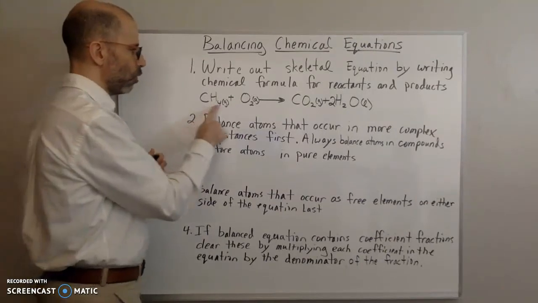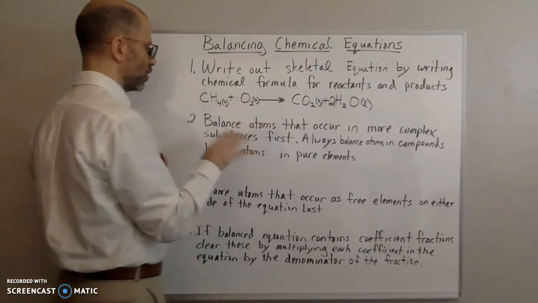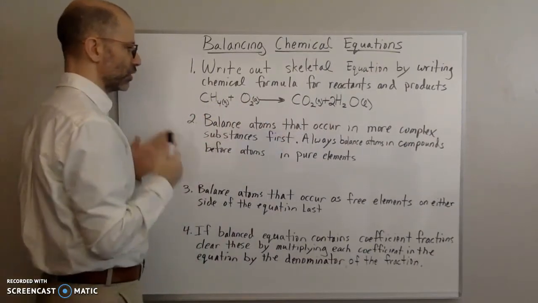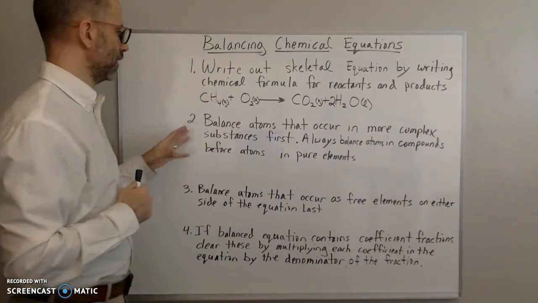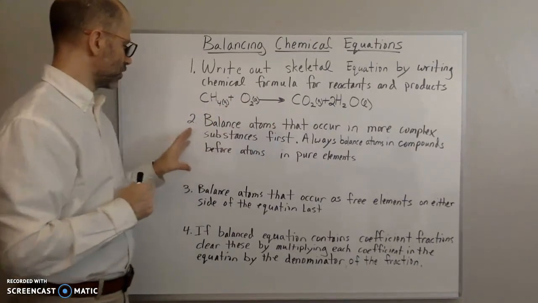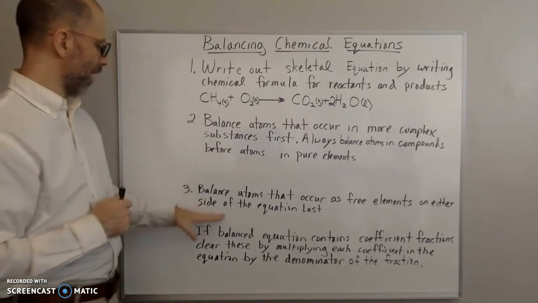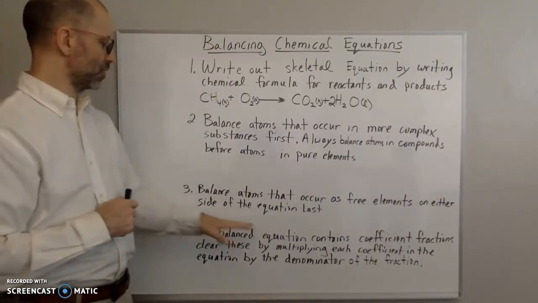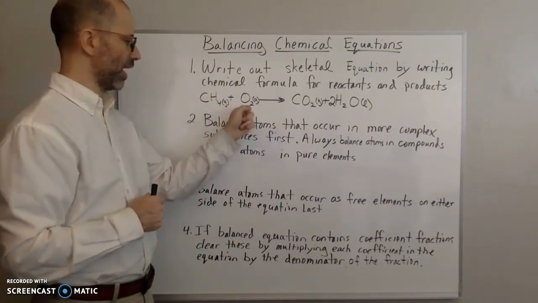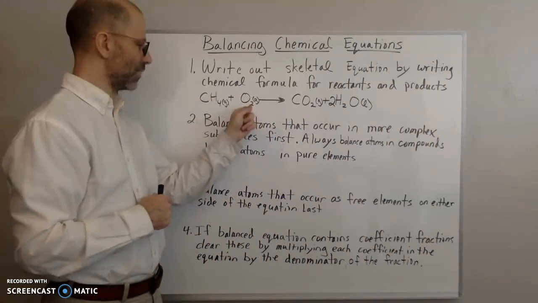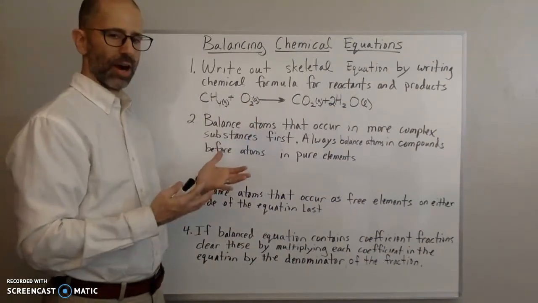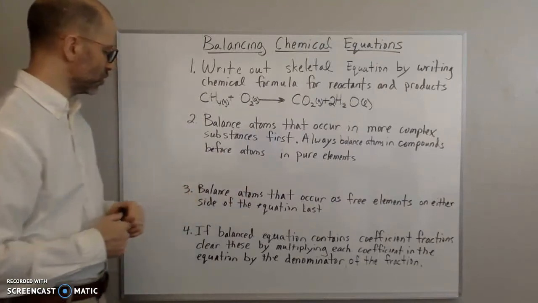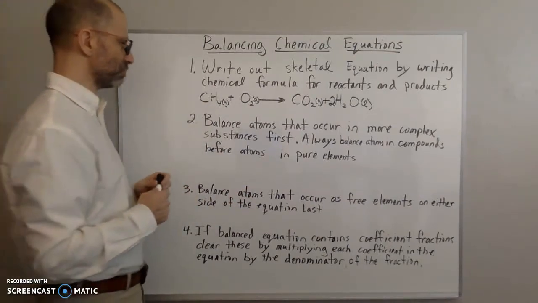Okay, so I have 4 and 4, so that's good. I have 1 carbon, 1 carbon, that's good. So the only thing left is the oxygen, and so now I can go to step 3, balance atoms that occur as free elements on either side of the equation. So here I have a free element on this side, so I save oxygen for last. So now I want to balance the oxygen.